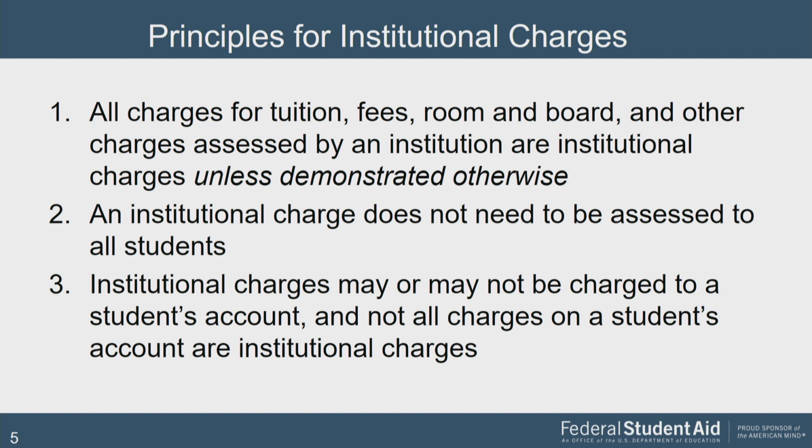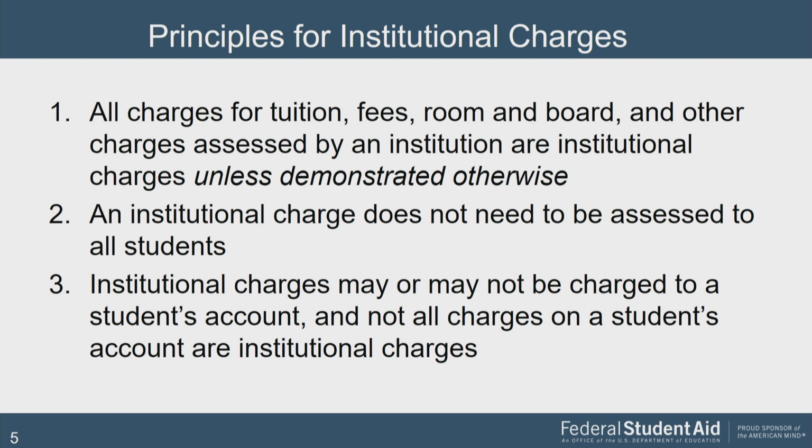These are still the basic ideas behind institutional charges, and you can always reference that document on the IFAP, Information for Financial Aid Professionals, website. But basically, all charges for tuition and fees, room and board, and other charges assessed are institutional charges unless you demonstrate otherwise. So if you're going to treat a charge as non-institutional, you need to demonstrate why. And we are going to get into the categories of charges that are non-institutional. But it's important that you show why they're not institutional, because if you don't, your auditor may assume that they're institutional, and they may hold you accountable for that.